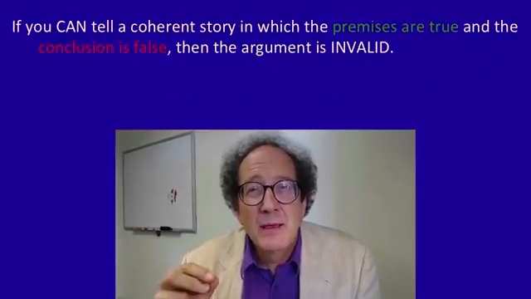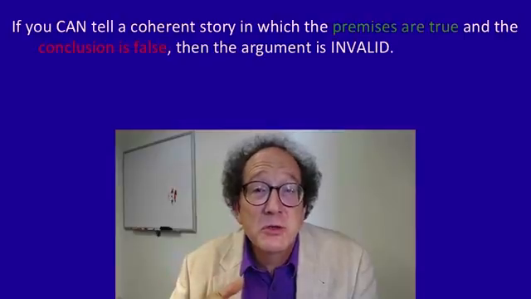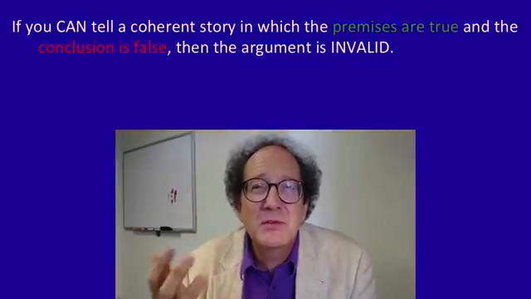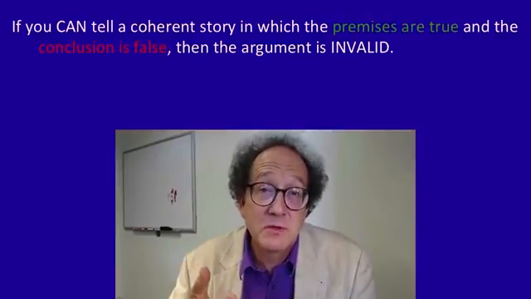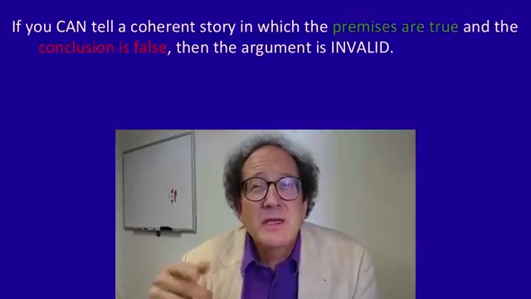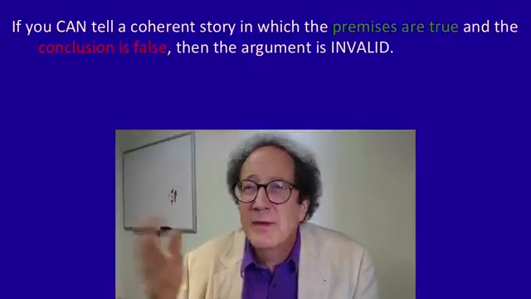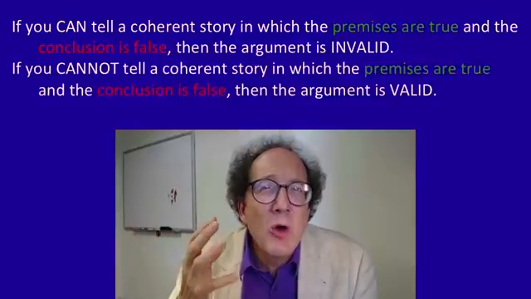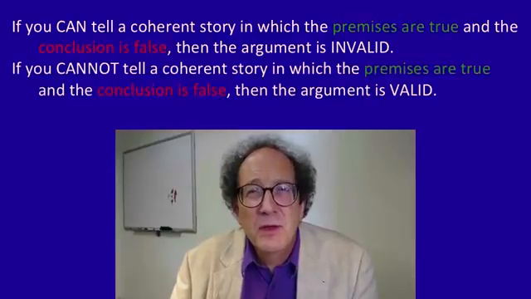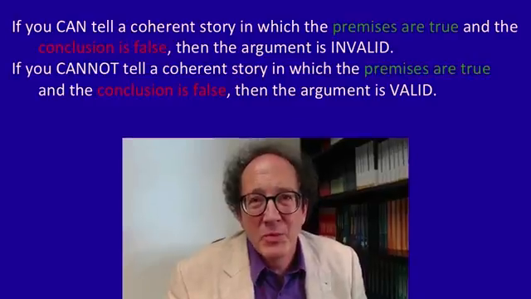Is there any way for you to tell a coherent story where the premises are true and the conclusion's false? Can you describe a situation with that combination of truth values, that is, the premises being true and the conclusion false, in the same situation? If you can tell a coherent story with that combination, then it's possible and the argument's not valid. But if there's no way to tell a coherent story where the premises are true and the conclusion's false, then the argument's valid.